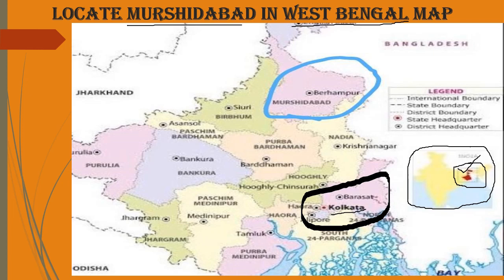Now we have to locate Murshidabad in West Bengal, and it is already marked with a blue color, as you can see here. This is Murshidabad. I hope you can easily find new places or new districts, or locate any place in any map. Now moving on to the next part.